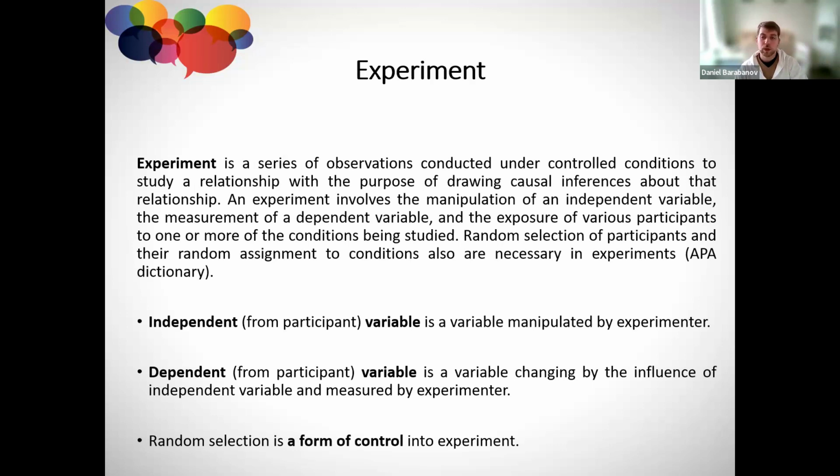Here we measure different types of variables. First of all, we have the independent variable, manipulated by the experimenter. It's a factor which we manipulate to affect participants. And the dependent variable is the response of the participant. We also measure the response to this influence of the independent variable. So that's how we basically manipulate the situation.